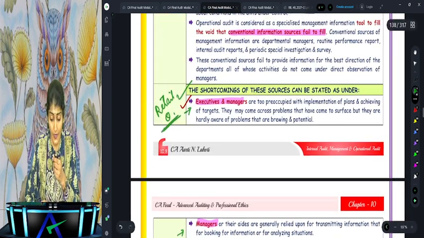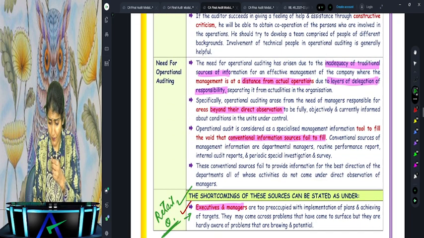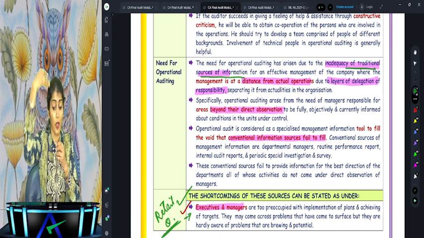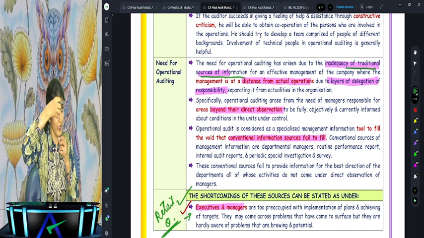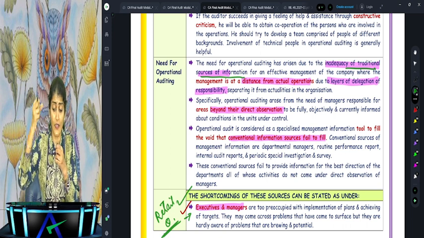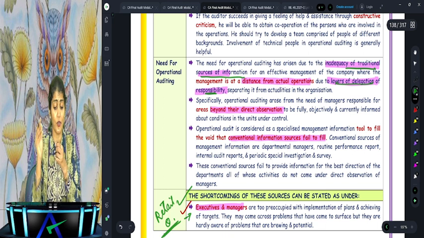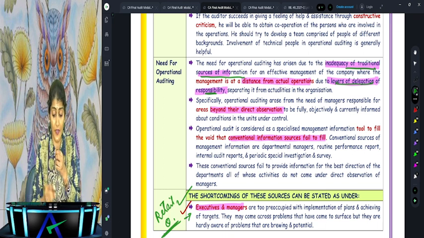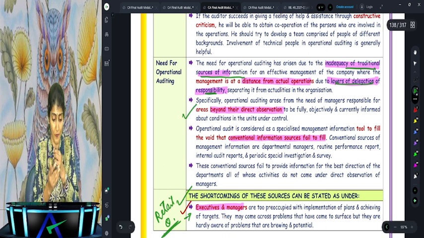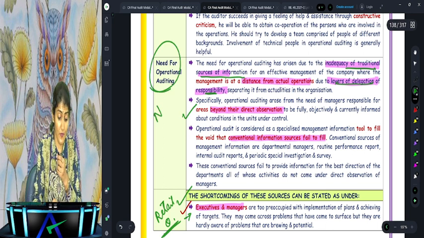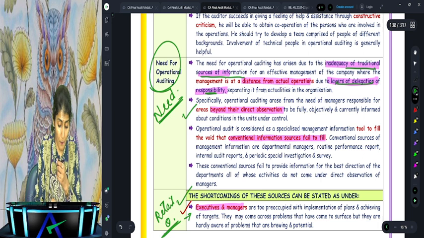These are the inadequacy of the traditional sources of information, and the top management has been separated from the actualities. Why has it been separated from the actualities? Due to the layers of delegation of responsibility. There are areas which are beyond their direct supervision, and that is why the need for the operational audit arose.